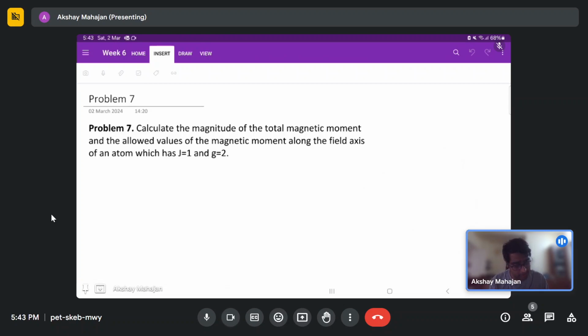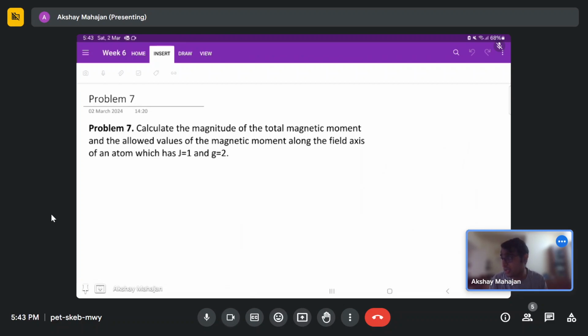In problem number 7, it is written: calculate the magnitude of the total magnetic moment and the allowed values of the magnetic moment along the field axis of an atom which has J equals 1 and g equals 2. So nothing is given to us regarding the atom, only the capital J value and the Landé g factor, which is g equals 2. It asks us for the total magnetic moment and the magnetic moment along the field axis.